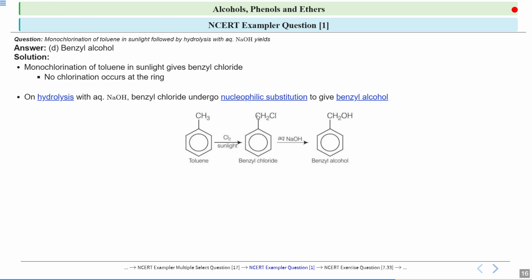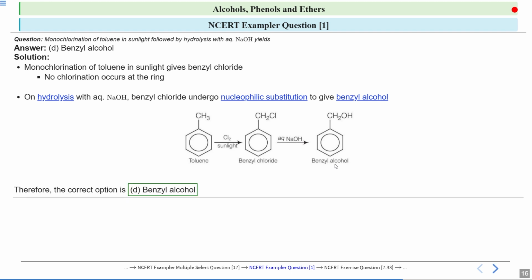Now who will act as a nucleophile here? This OH, because this oxygen has lone pairs to give. So this oxygen will give its lone pairs to this electron deficient carbon, and this will be a nucleophilic substitution reaction because this is a nucleophile and this carbon is acting as an electrophile. So OH will come to this position and it will form benzyl alcohol. So you can see it is benzyl alcohol. So the final product is benzyl alcohol. Therefore, option D is correct.